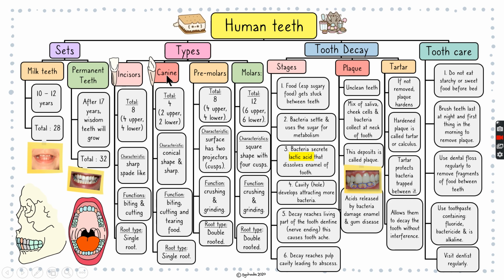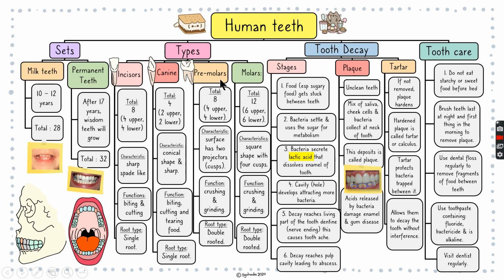Second type is the canine. You have a total of about 4, 2 upper and 2 lower. The characteristic is that it's conical shape and very sharp. Conical means that it looks like a cone. The function of the canine is for biting, cutting, and tearing up food. And the root type, you can see here, it is single-rooted.